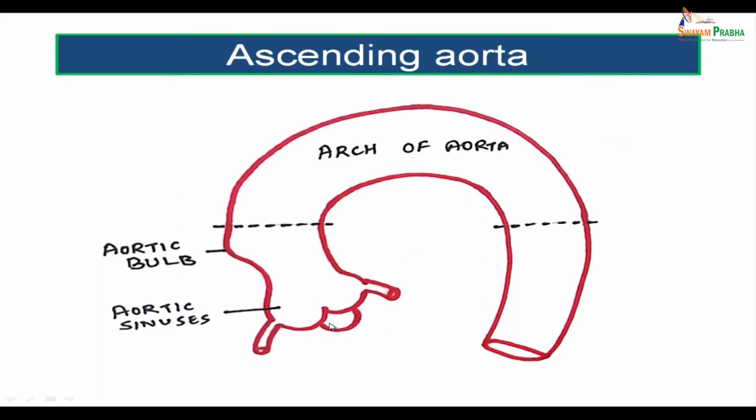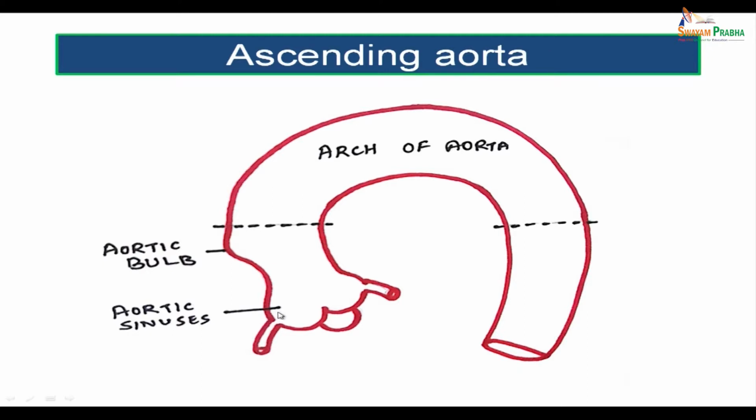When we look at the ascending aorta, you find the proximal portion of the ascending aorta shows certain enlargement which are called as aortic sinuses of Valsalva. There are three aortic sinuses below the supravalvar ridge. You find three aortic sinuses. These aortic sinuses will show enlargement, and two of these will give origin to arteries.